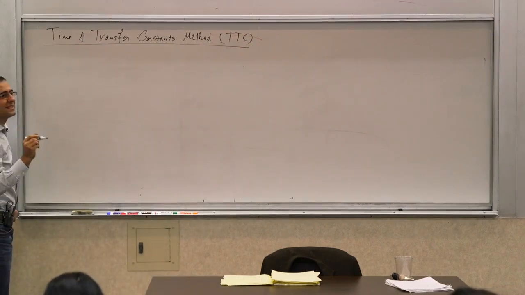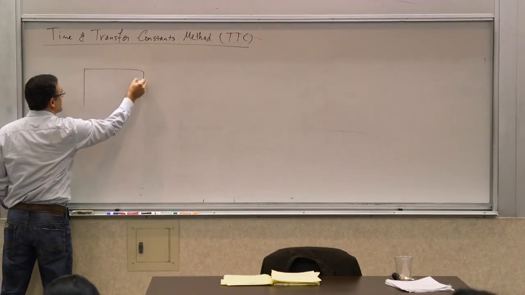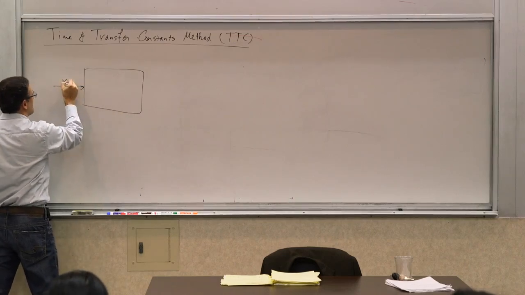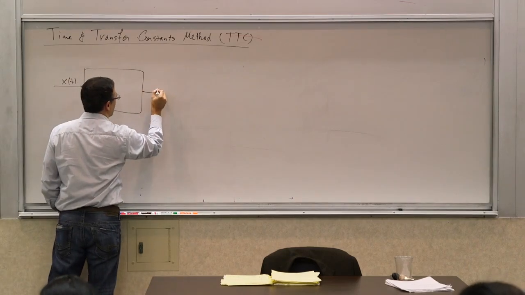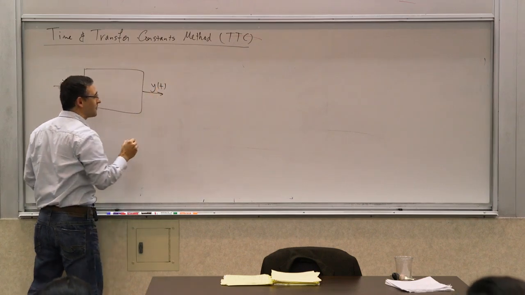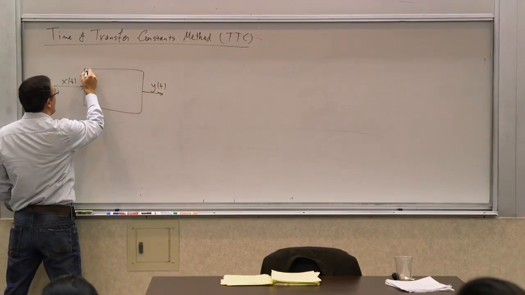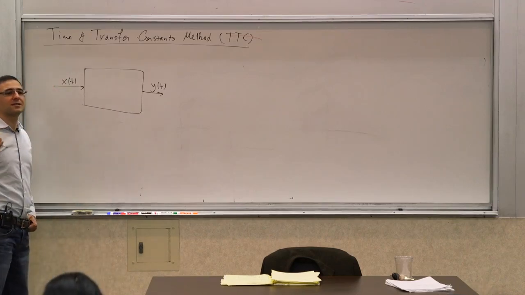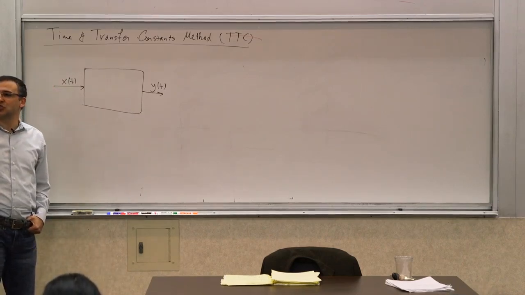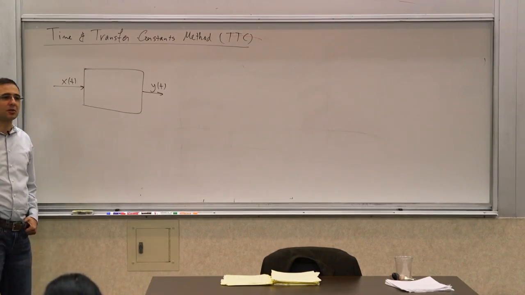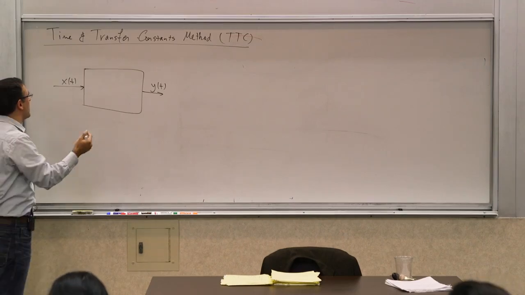So I'll start with a very simple system. Let's say you have a first order system that has an input x of t and output y of t. Let's say this is a circuit, specifically a circuit, right? Now, if it's a first order system, it means that it has one energy storage element or independent energy storing element, right? So let's say it has one energy storing element.